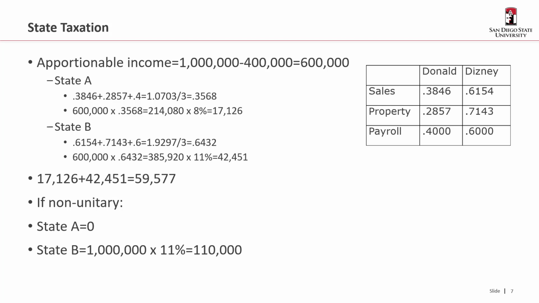Interestingly enough, because these two entities, one is operating at a loss and one is operating at income, if they're non-unitary, the activities in state A don't pay any tax. Whereas the activities in state B are all taxed in state B at 11%. And as a result, the total income tax is state B's income tax, which is $110,000. So you can see that when you have companies that are both generating income and loss, it's not such a bad thing to have to file under the unitary concept.